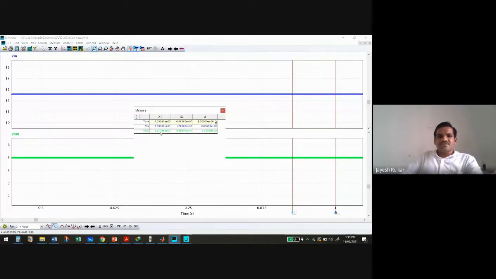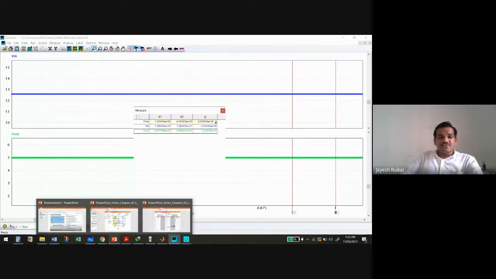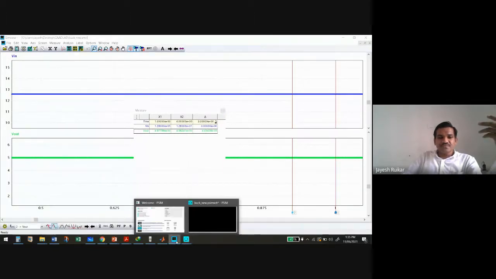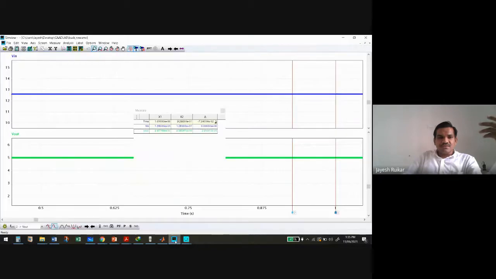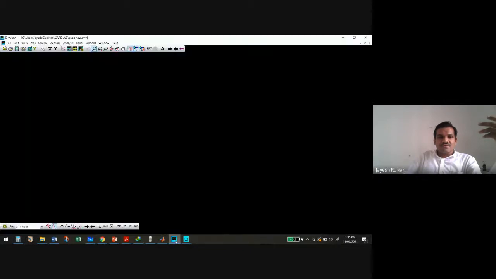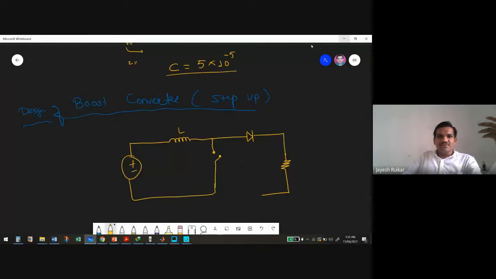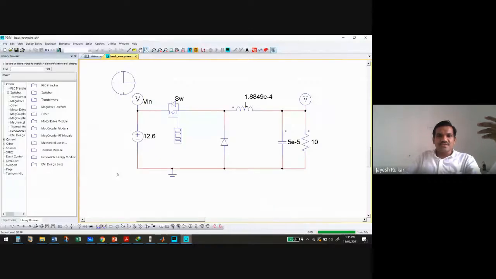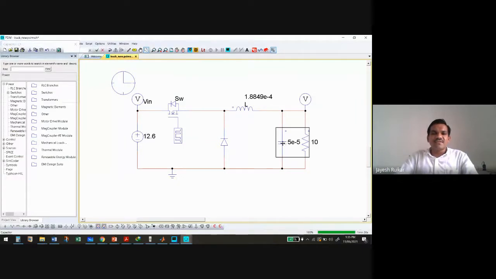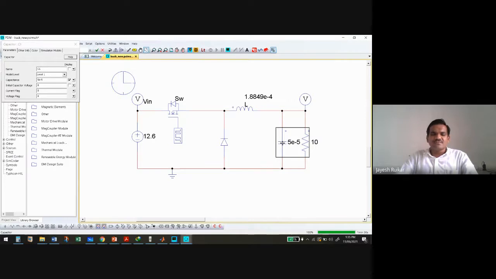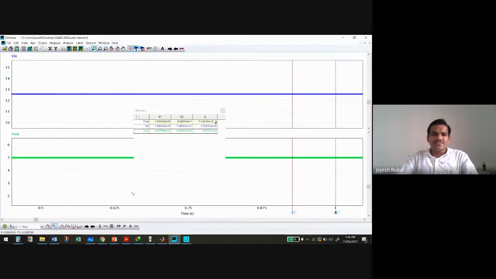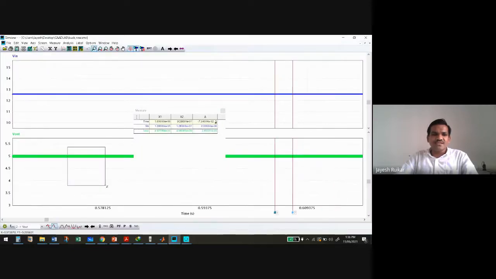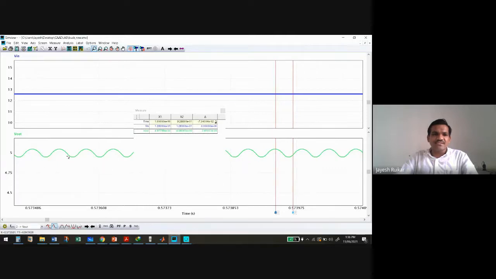Likewise, if you change the capacitor value, your curve will be more filtered out. Again, this is the standard value which we have calculated. If you zoom in on this output waveform, you can see some ripples here. These are the ripples.